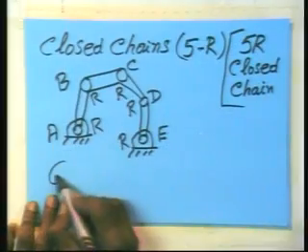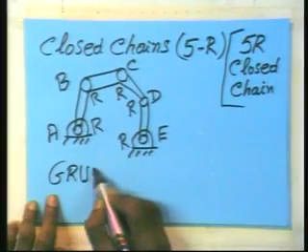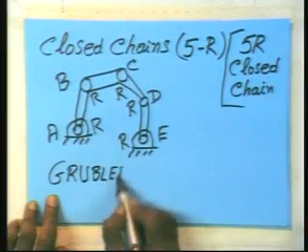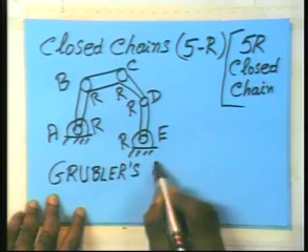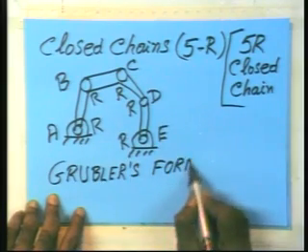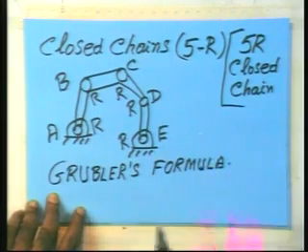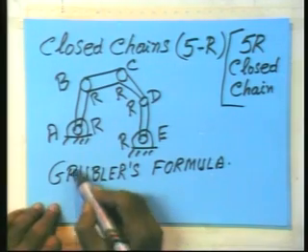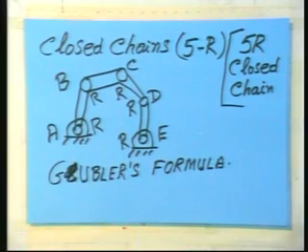Now is there a way of finding out the number of degrees of freedom given something like this? In theory of machines, you have a procedure which is known as the Gubler. You all recall, it's called the Gubler. I hope I have got the spelling right. No, I am sorry, there is no R here. Gubler.